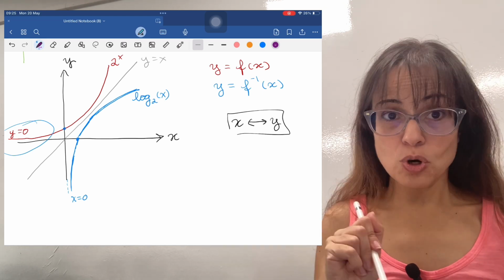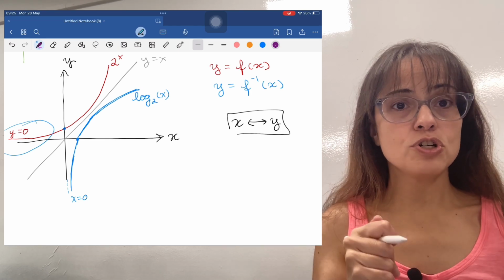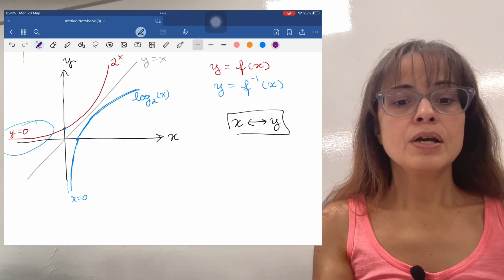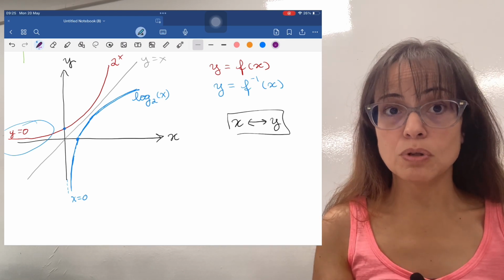But what we were talking about here is the fact that in order for the red function to be invertible, its inverse function, the blue function, needs to pass the vertical line test.